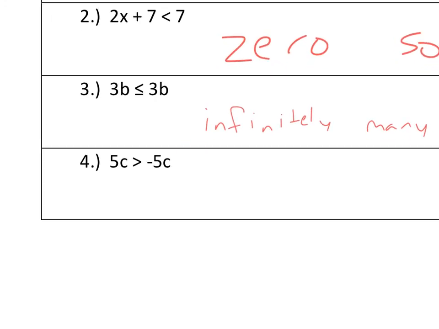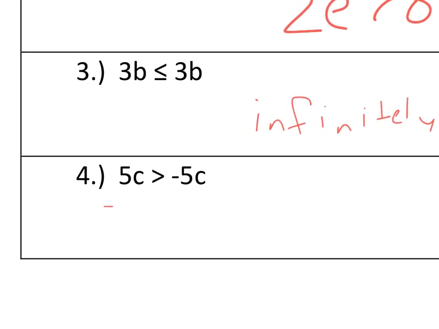And then on this one, 5c is greater than negative 5c. Okay, so is this going to be a positive solution, negative solution, 0 solution, no solution, or infinitely many? For this, you kind of got to think about cases. If c is negative, so let's say c was negative 2, I'd be doing 5 times negative 2, I'd get negative 10 on the left. On the right, I'd have negative 5 times negative 2. I'd have positive 10. Well, if c is negative, then there are no negative solutions, right?